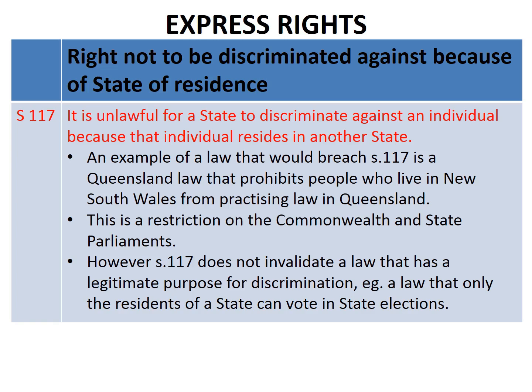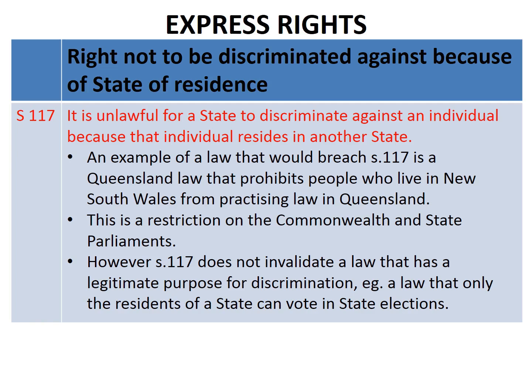You might think this sounds a rather strange sort of law, but as a matter of fact, many lawyers do fly from one state to another state and practice law in those states. So this is actually quite a real-life example. Now in that case, as I've said, that law would be invalid because it discriminated against people who live in, say, New South Wales on the basis of the fact that they live in New South Wales. People who live in Queensland can practice law in Queensland. People who live in New South Wales would be prohibited by that law from practicing law in Queensland.